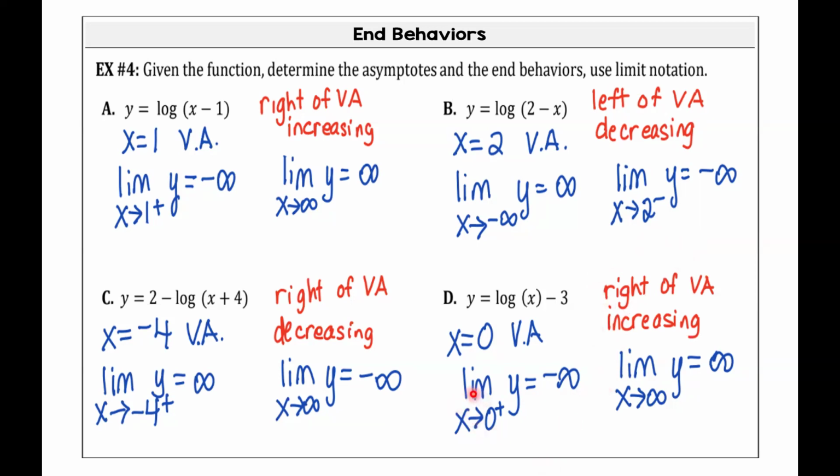So describing our left-hand behavior, the limit as x goes to 0 on the right-hand side, y equals negative infinity. And the limit as x goes to positive infinity, our right-hand behavior, y equals positive infinity, okay? This is an example of what you're expected to be able to do on a non-calculator part of the test.